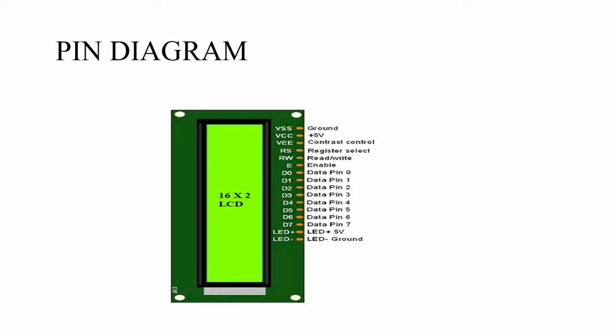So, command register. First, the main function of the command register is to store the instruction of the commands which are given to the display, so that the predefined tasks can be performed, such as clearing the display, initializing, setting the cursor place and the display controller. These are all under the command register mode.